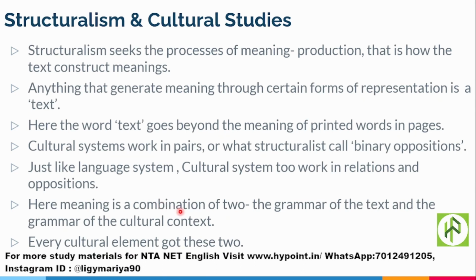Here meaning is a combination of two, the grammar of the text and the grammar of the cultural context. So if you are having a representation and we are having a meaning out of it, this meaning is a combination of two. How language is used in a text, not only in the sense that we are having some printed documents there, but it goes beyond that. So the grammar of that particular text, how language is used, and the grammar of the cultural context, how certain things are arranged in a cultural context. Everywhere you can find this grammar.